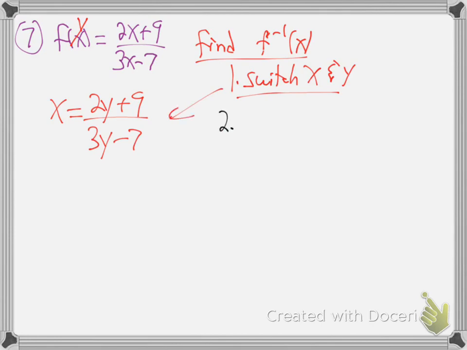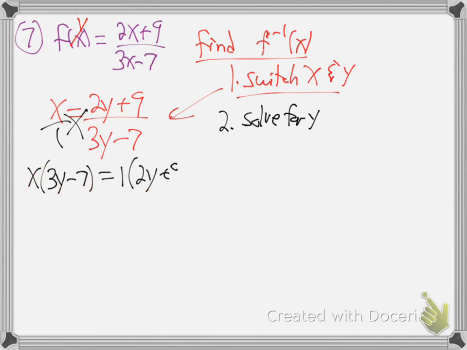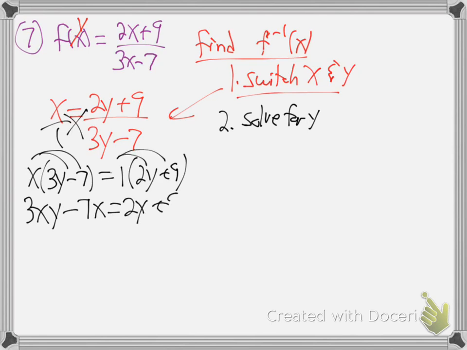Step 2 is solve for y. So put this over 1, diagonal, diagonal, we cross multiply. X times 3y minus 7 is 1 times 2y plus 9. Distribute. 3xy minus 7x. Distribute. 2y plus 9. Like that.